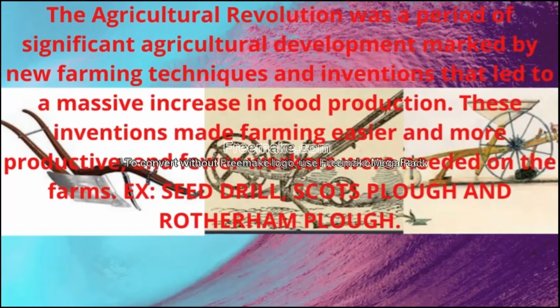The agricultural revolution was a period of significant agricultural development marked by new farming techniques and inventions that led to a massive increase in food production. These inventions made farming easier and more productive, and fewer workers were needed on the farms. Seed drill, Scots plough and Rotherham plough.